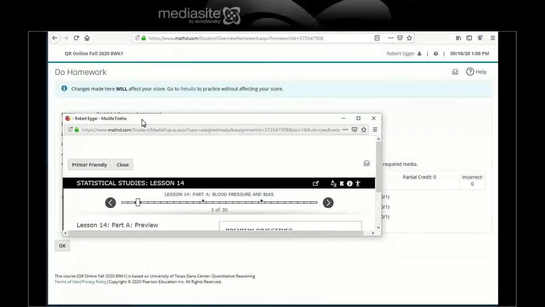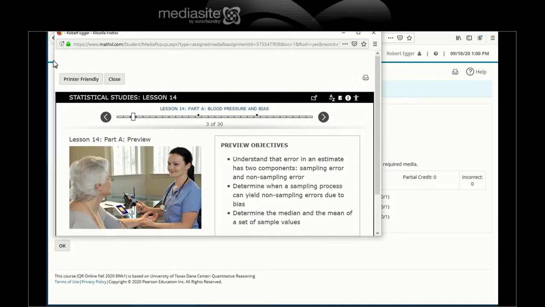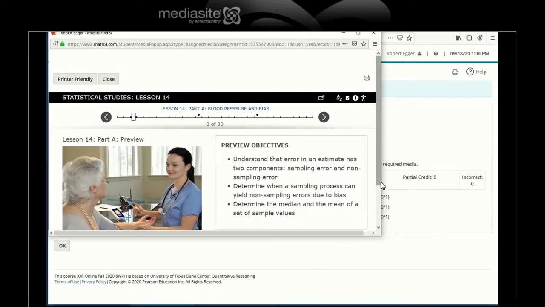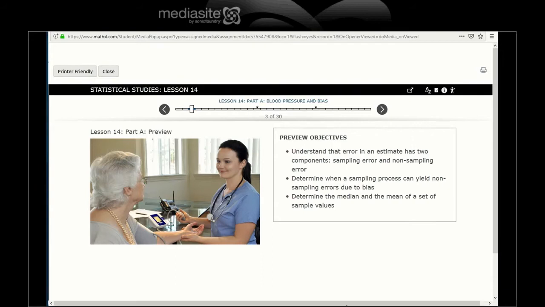Let's size it up. And let's see what we're going to do today. Well, it looks like we want to understand that error in an estimate has two components, a sampling error and a non-sampling error. We will determine when a sampling process can yield non-sampling errors due to bias, and we will determine the median and the mean of a set of sample values.